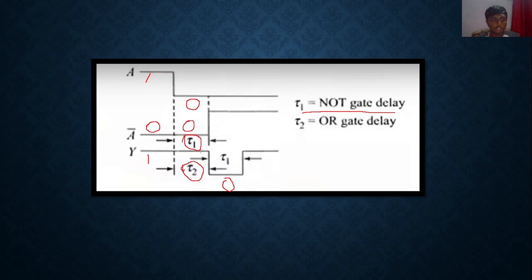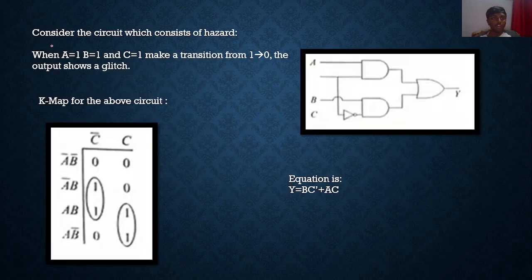And after some time the output at the NOT gate is becoming 1. So 0 OR 1 is again becoming 1 at the output. Let us consider a circuit which consists of a hazard. Here is an example of a circuit.